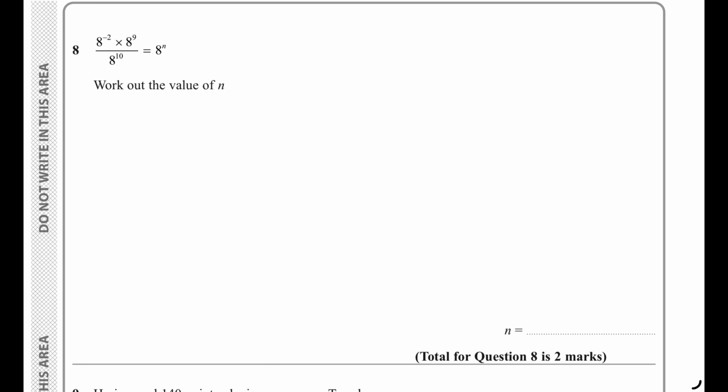Question 8. 8 into the power of negative 2 times 8 into the power of 9 divided by 8 into the power of 10 equal to 8 into the power of n. So work out the value of n. So we will have 8 into the power of negative 2 plus 9 minus 10 equal to 8 into the power of n. So it will be 8 into the power of negative 3 equal to 8 into the power of n. So therefore, n equal to negative 3.